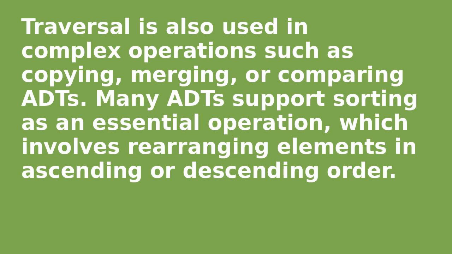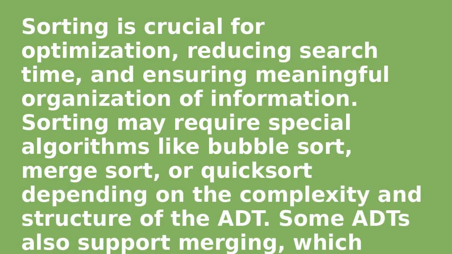Many ADTs support sorting as an essential operation, which involves rearranging elements in ascending or descending order. Sorting is crucial for optimization, reducing search time, and ensuring meaningful organization of information. Sorting may require special algorithms like bubble sort, merge sort, or quicksort depending on the complexity and structure of the ADT. Some ADTs also support merging, which combines two ADTs of the same type into a single, unified structure.